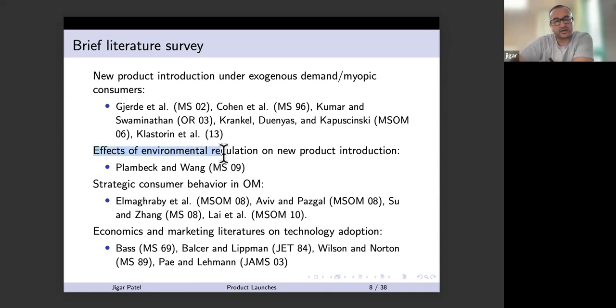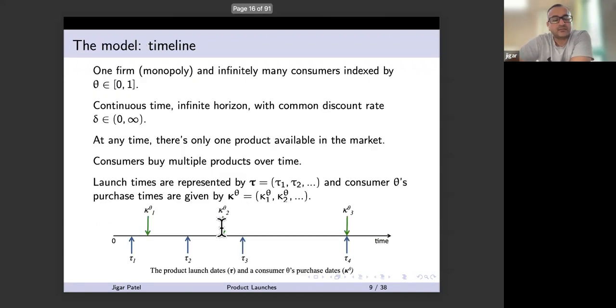Then there are some environmental regulation related new product introduction papers, by Rarica, Plembeck and some others. So there are a whole bunch of people who focus on different aspects of product launches, and these people are in different communities, as I said, in economics and marketing and strategy and all. So now let's focus on our model. I'm going to go a little slow, and if there is some question, please interrupt me and ask if something is not clear.